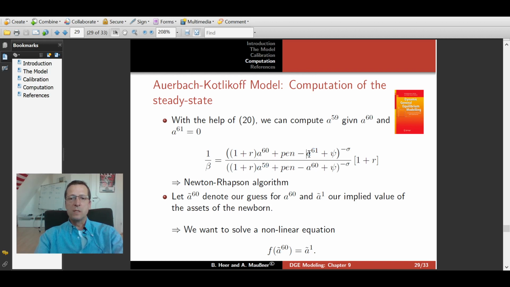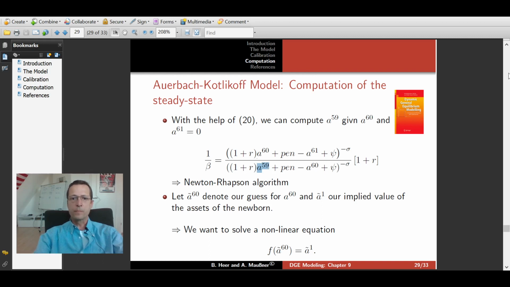We know that when we die, we do not leave bequests, so A61 is equal to 0. If we provide a guess of A60, we can compute A59 from this equation. We have A60, we have A61, we have the real interest rate and the discount factor, and we have the pension level, all provided in step 2 of the algorithm. So we can compute A59 from this nonlinear equation in just one variable.